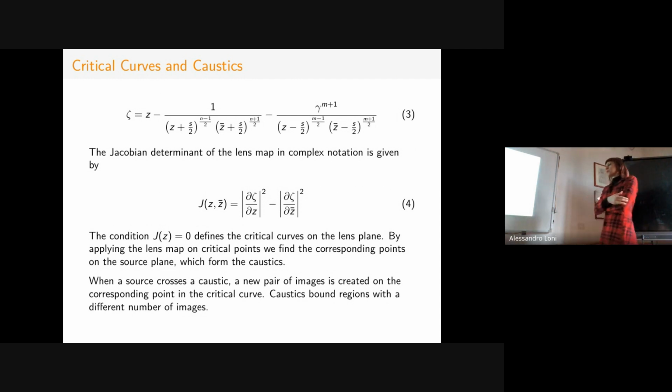Caustics are important because when a source crosses a caustic, there is a creation of a couple of images on the corresponding critical points.